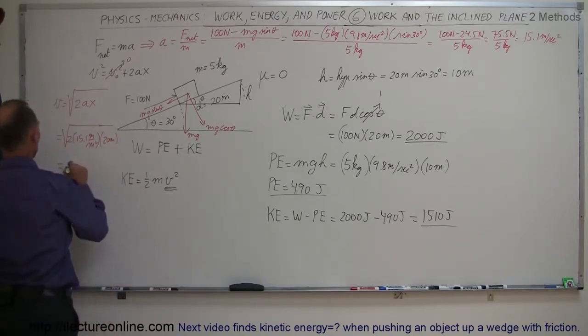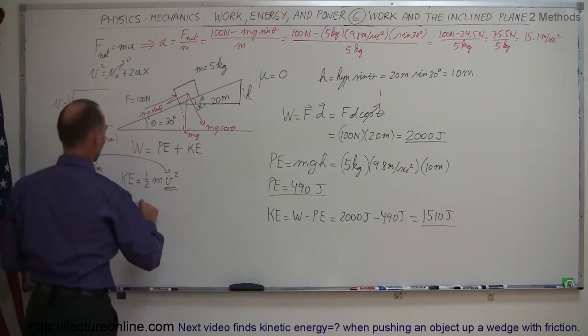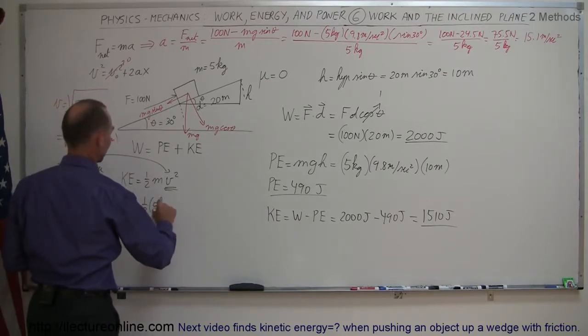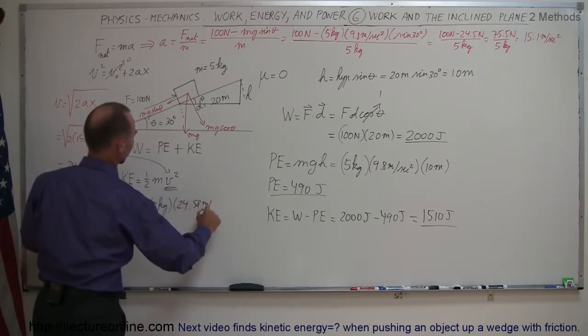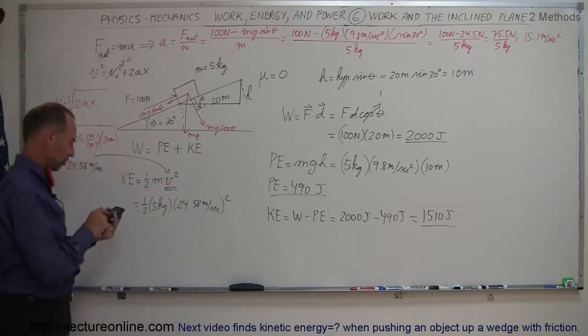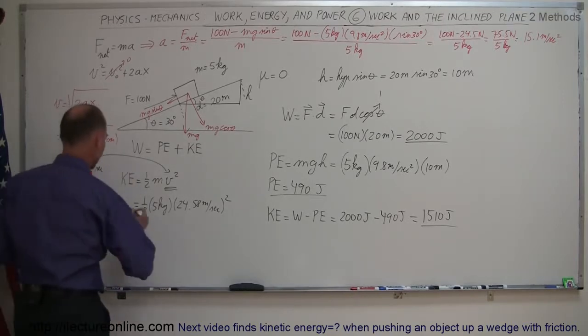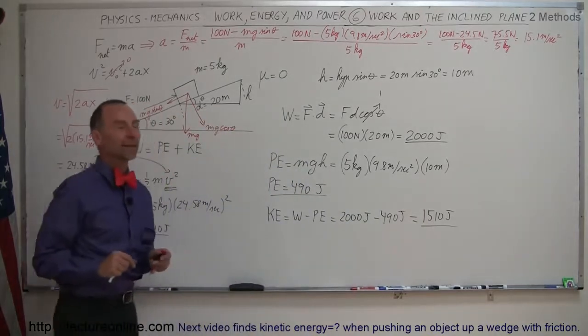So this is equal to 24.58 meters per second. We plug that in here, multiply times 5, and multiply times 1/2. So it's 1/2 times the mass times 24.58 meters per second quantity squared. And let's see if we get the right kinetic energy here. So we square that, multiply times 5, divide by 2, and I get 1,510 joules, which of course is the amount that we predicted on that logic right there.